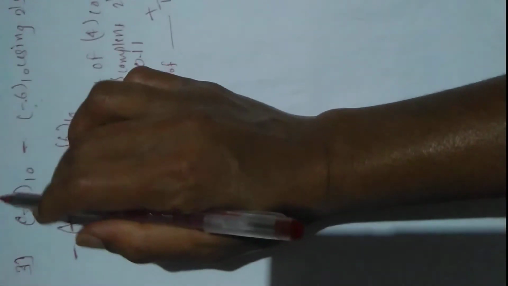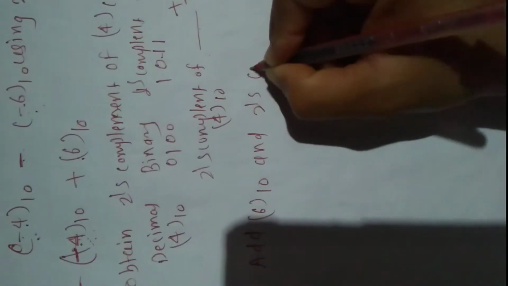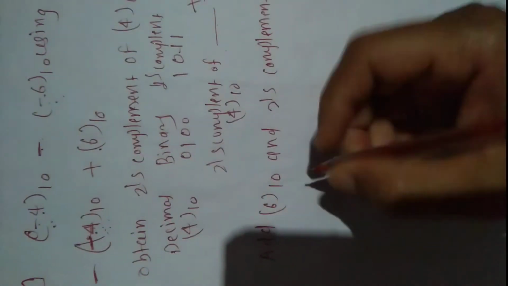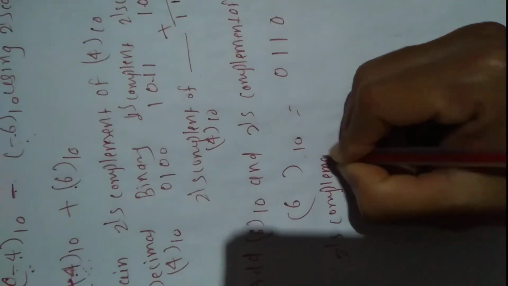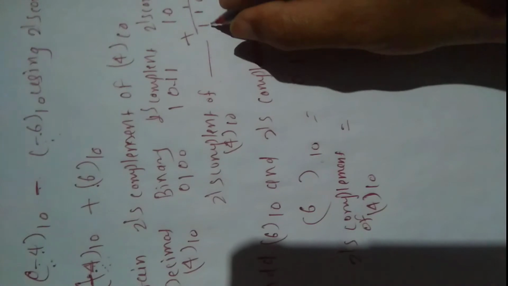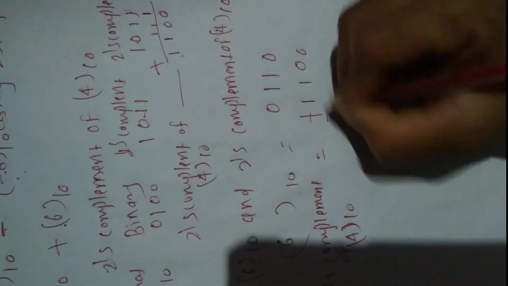In the last two problems, the B number is negative, so we take the negative number's complement. So second step, add 6 of 10 and the 2's complement of 4 of 10. So 6 of 10, 6 in binary is 0, 1, 1, 0. And the 2's complement of 4 of 10 is 1, 1, 1, 0. We add in this first number.